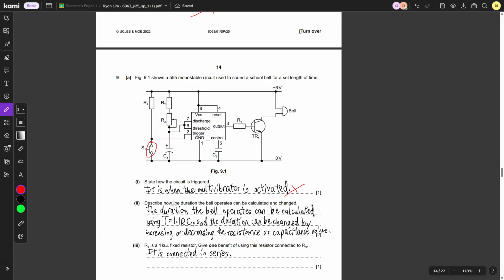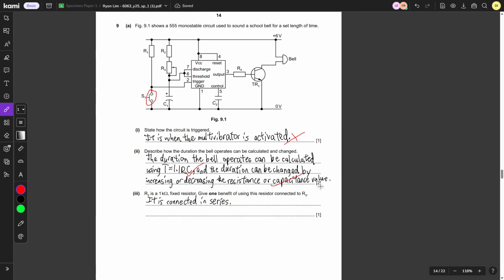Okay. Describe how the duration of the bell operates can be calculated and changed. Can be calculated by, yes. Can be changed by increasing. Okay, this is correct.